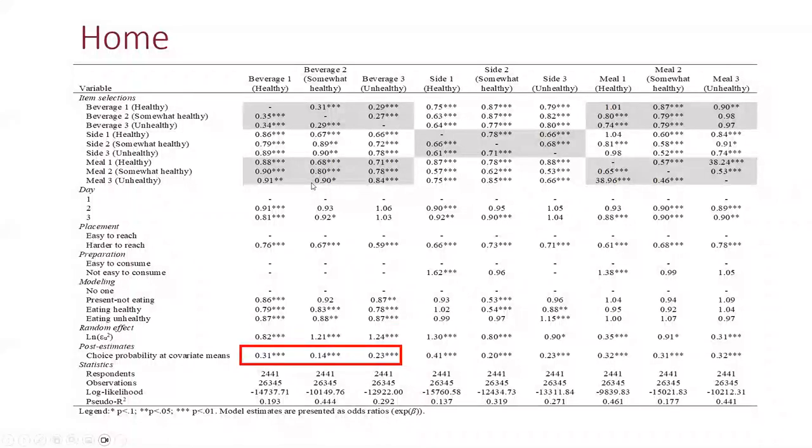So the first interesting item here, what is highlighted here, is the average probability of choosing, from left to right, a healthy beverage.